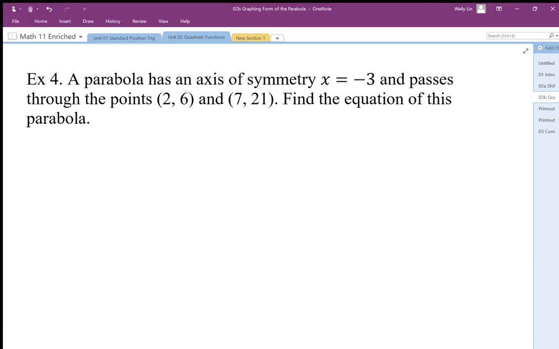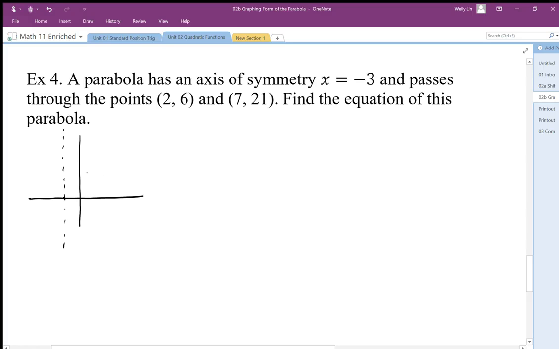Here we've been given the axis of symmetry is -3. We know that has to do with the vertex, but we don't have the y-coordinate of the vertex, and we've been given 2 random points. So I'm just going to try to sketch this graph. Okay, so I have x equals -3, maybe about here. That's going to be my axis of symmetry.